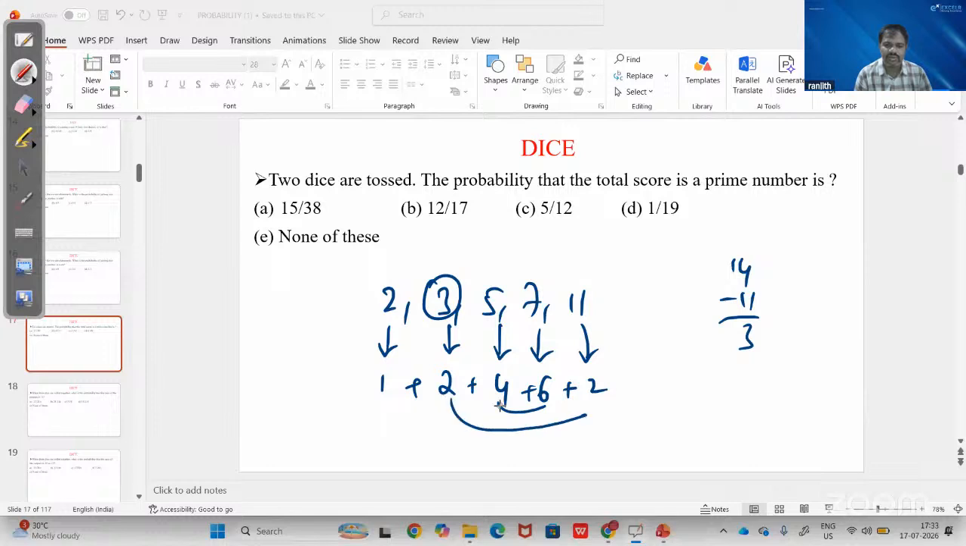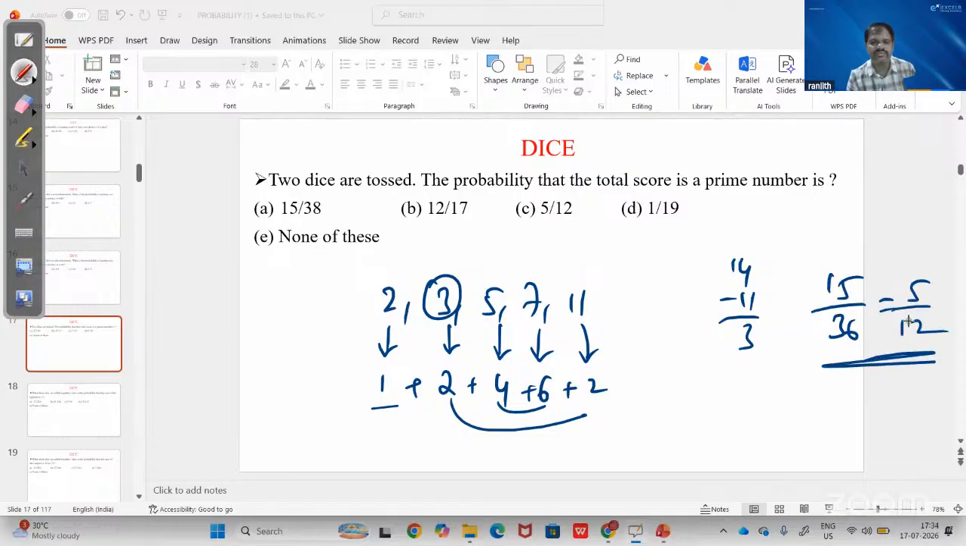1 plus 2 plus 4 plus 6 plus 2 is 15. So 15 out of 36. 15 out of 36 is nothing but 5 out of 12. The answer is 5 out of 12.